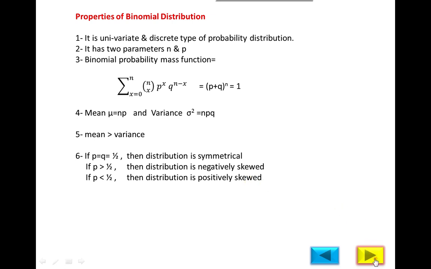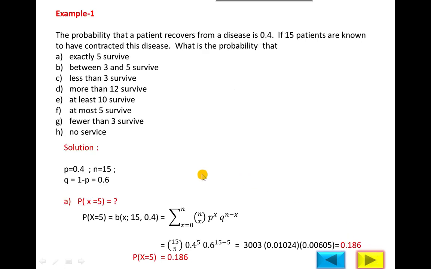Okay. Now we will solve an example question. This is the first question. The probability that a patient recovers from a disease is 0.4. Patient recovers, success, from a disease 0.4. This is the probability of success. If 15 patients, 15 being the total number of patients, n, are known to have contracted this disease, what is the probability that, first part, exactly 5 survive?